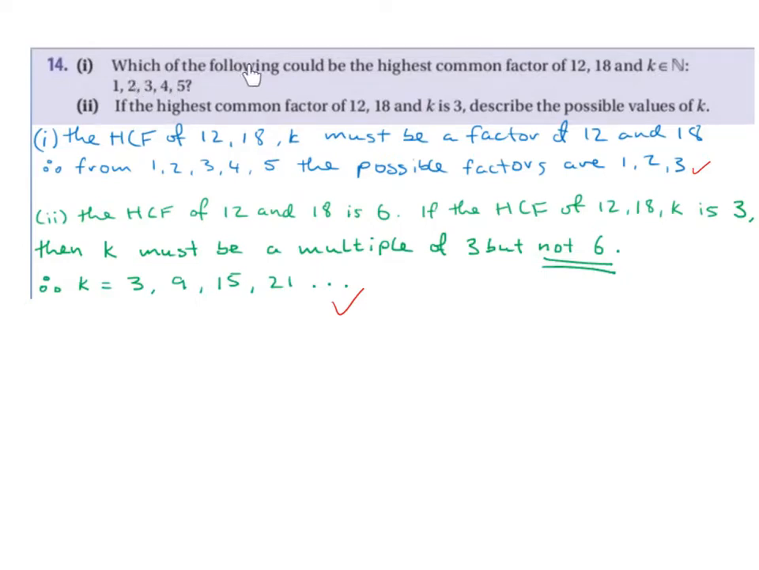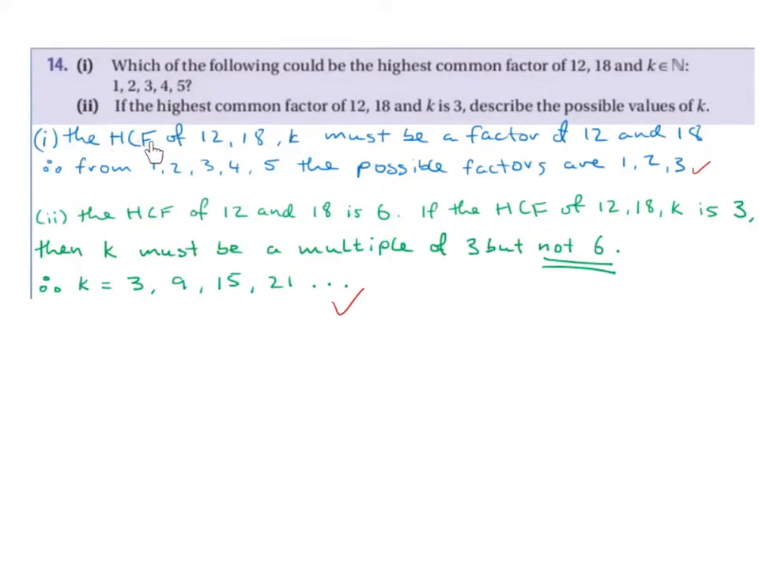Which of the following could be the highest common factor, the HCF, of 12, 18 and k, where k is an element of the natural number set? So k is a positive whole number: 1, 2, 3, 4, 5.